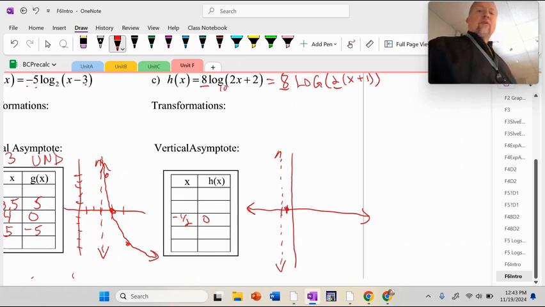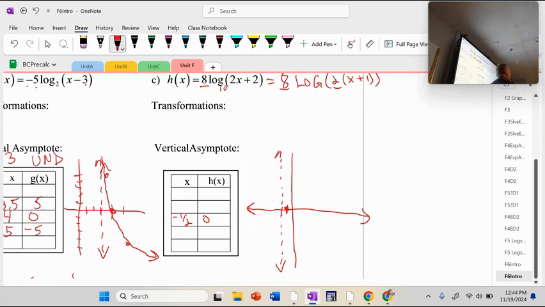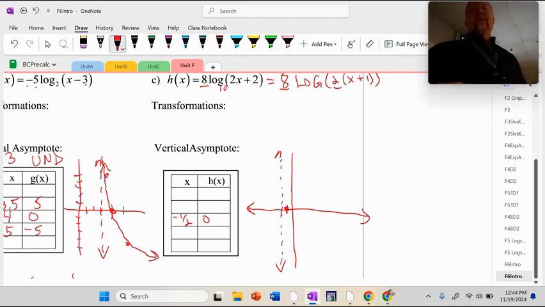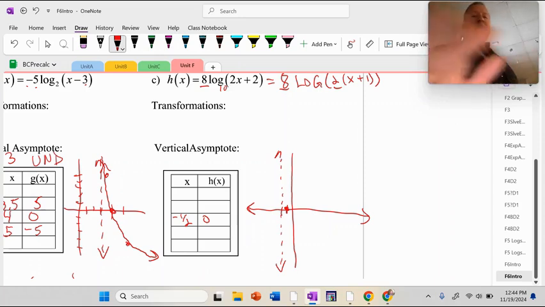There's our horizontal shrink. This is supposed to be 1 away. Now it's half away. It's got pulled towards the y-axis. Well, the asymptote got moved, so it's acting like the y-axis. And then you know what? Now we can think about some numbers.